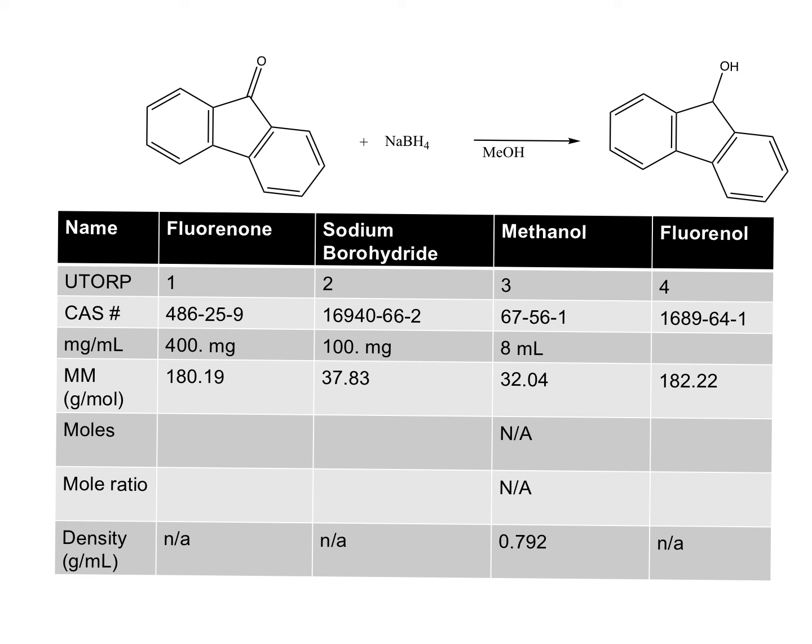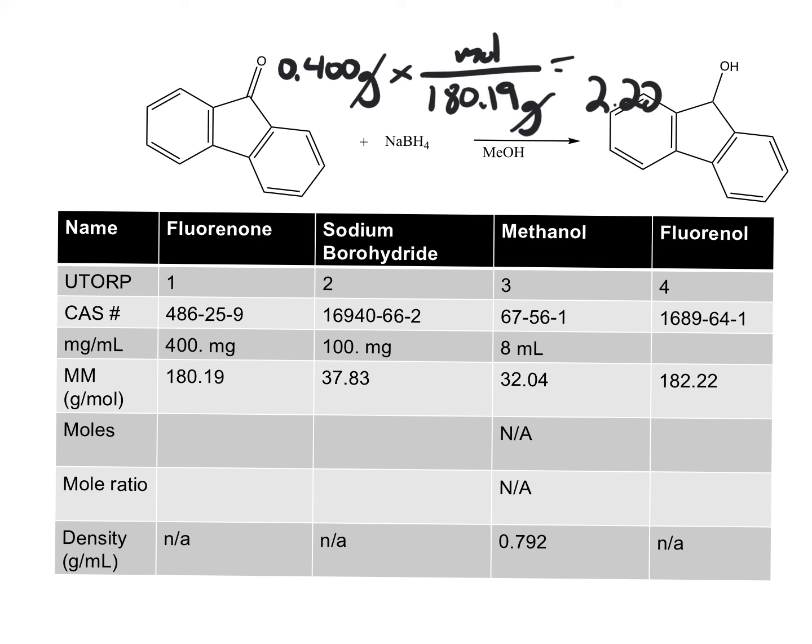So 400 milligrams is 0.4 grams. And then the molar mass is 180.19 grams per mole. So my grams cancel. And when I divide those out, I get 2.22 times 10 to the minus 3 moles of the fluorinone. So that's what I would put here in the moles row.